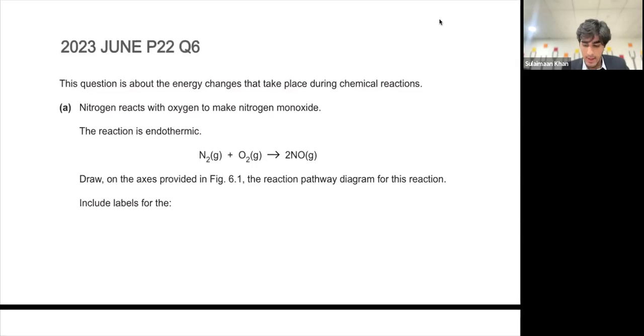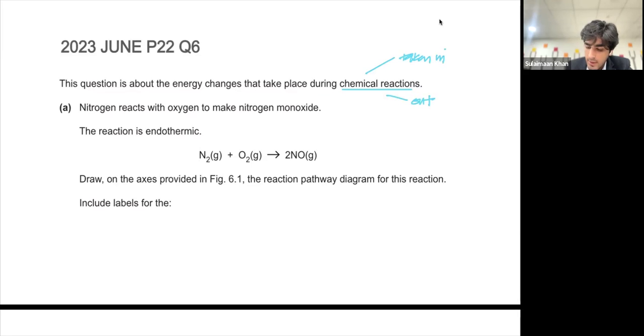Let's start, everybody. So we're going to further continue with our chemical energetics questions. This question is about energy changes that take place during a chemical reaction, which we need to know for our chemical energetics. Energy is either taken in from the surroundings or given out to the surroundings overall. If it's taken in, we call it what?